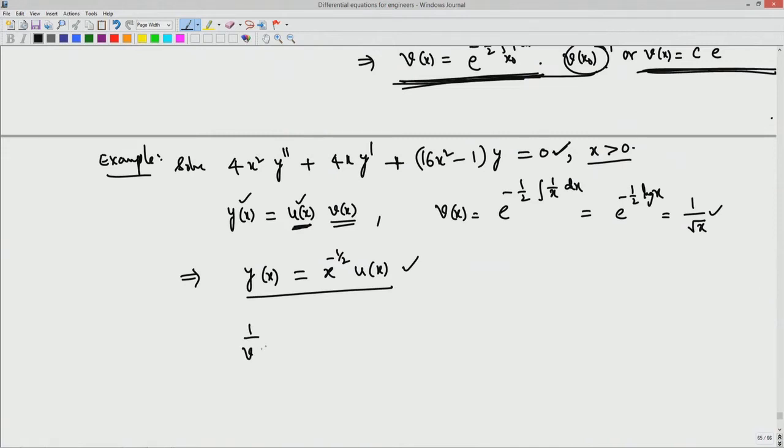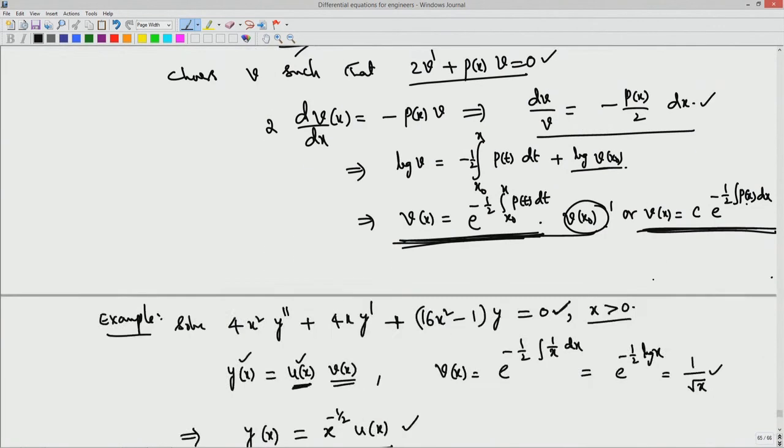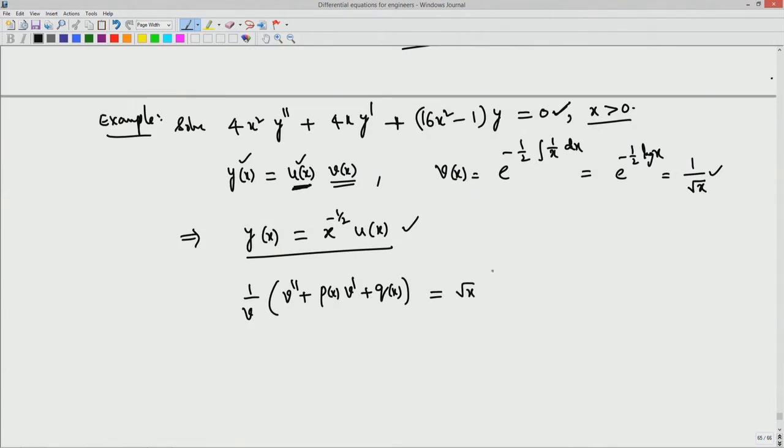1 by v, v double dash plus p x v dash plus q x. What happens to this quantity, which is the coefficient of u? Okay. So, we will just see this 1 by v is root x, v is x power minus half, v dash is minus half x power minus 3 by 2, and v double dash is plus 3 by 4 x power minus 5 by 2. So, I will write directly v double dash is 3 by 4 x power minus 5 by 2 plus p x, which is 1 by x, times v dash, minus half x power minus 3 by 2.